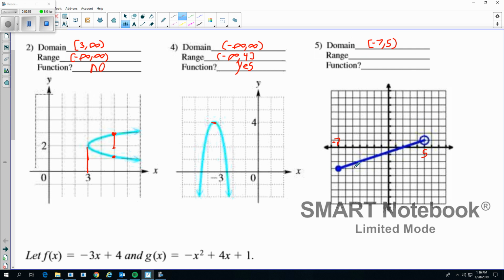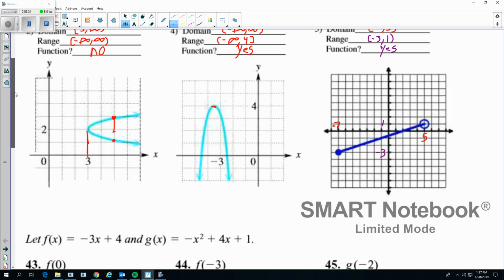Okay, range. We're going to go from bottom to top. So it looks like we're going to go from, and let's see, we'll change the color on this, negative 3 up to positive 1. The negative 3 is included and the positive 1 is not, so we use a parentheses on that. All right, and then function, yes, there were no issues with that. If you take a vertical line, you should be in good shape.